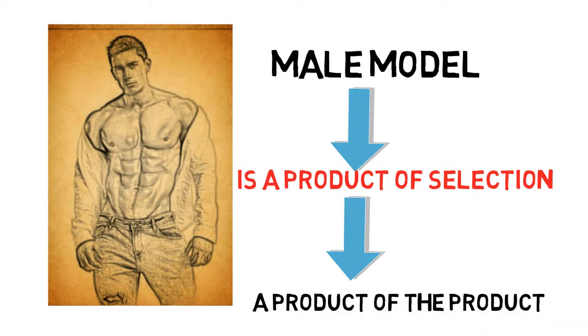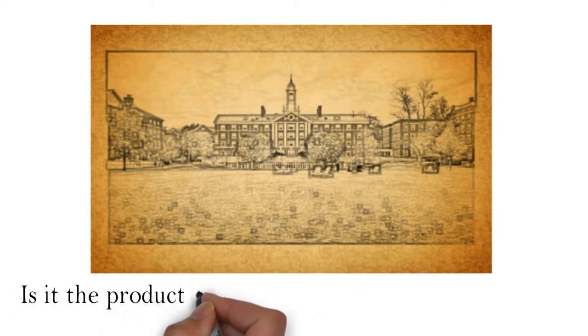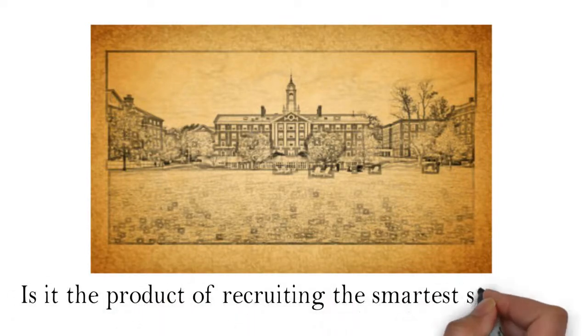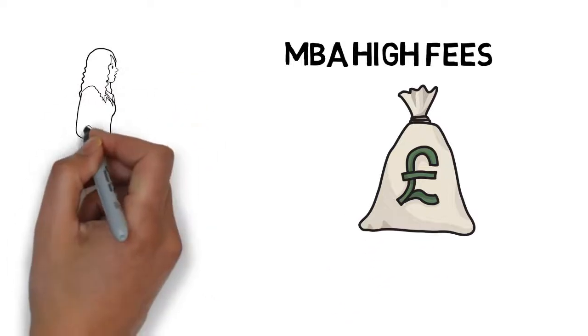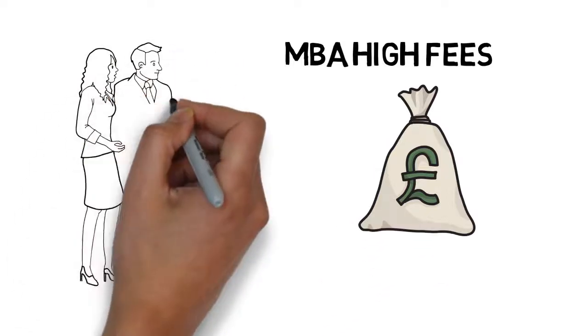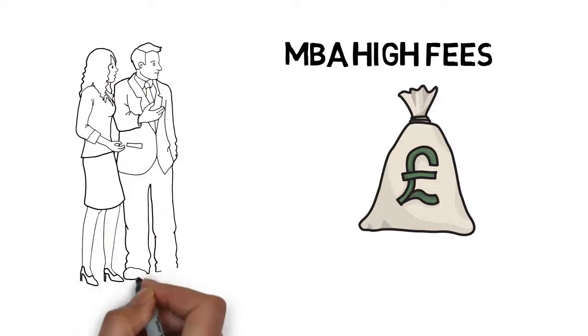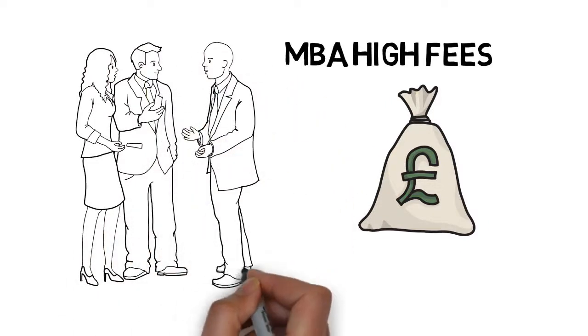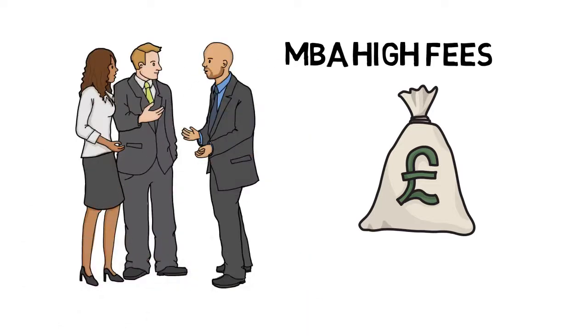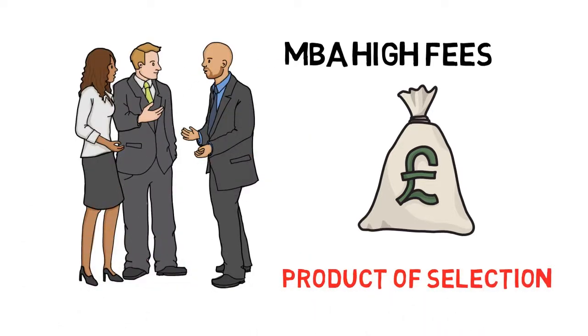To illustrate this point further, Rolf Dobelli uses the example of Harvard, which has an impeccable reputation. But is Harvard the best university, or is it the product of recruiting the smartest students? Another example is the MBA course, which charges high fees for its services. But is the pay gap between MBA and non-MBA students due to other variables rather than the actual education program? In the swimmer's body illusion context, they again would be the product of selection.